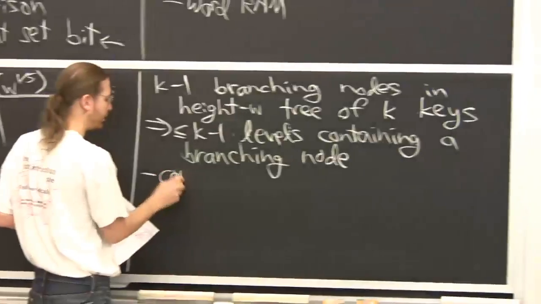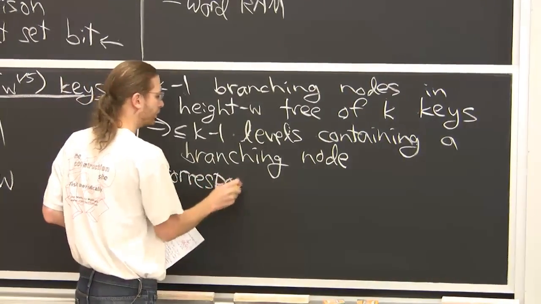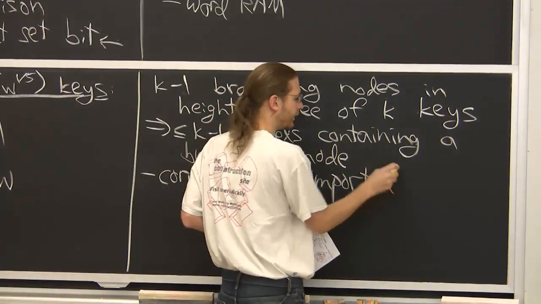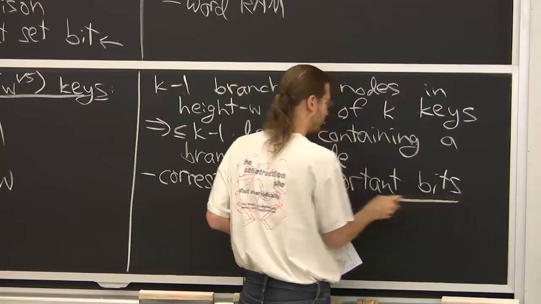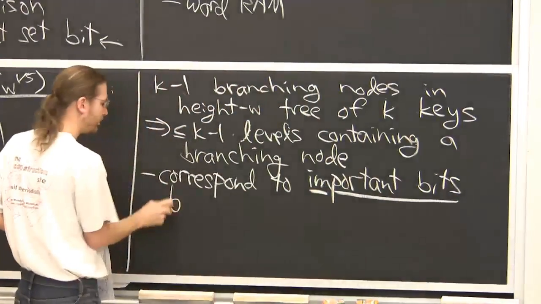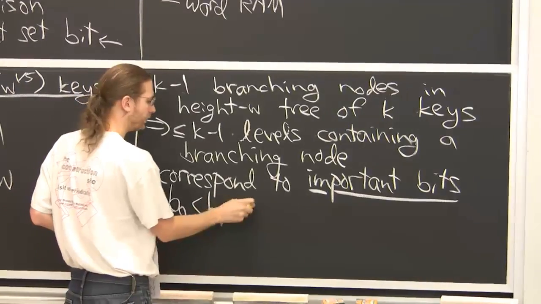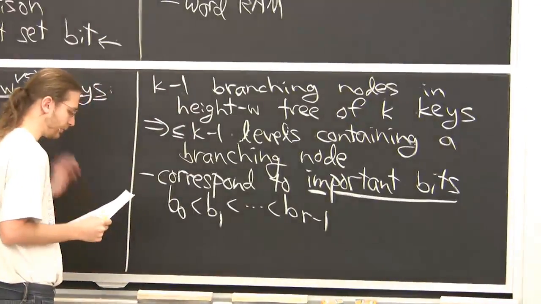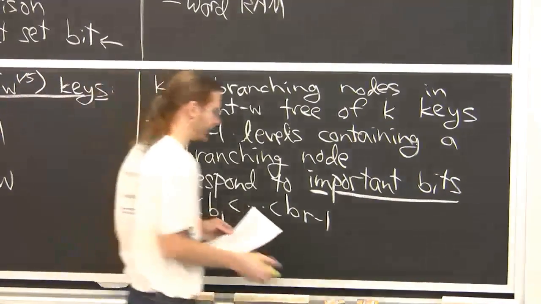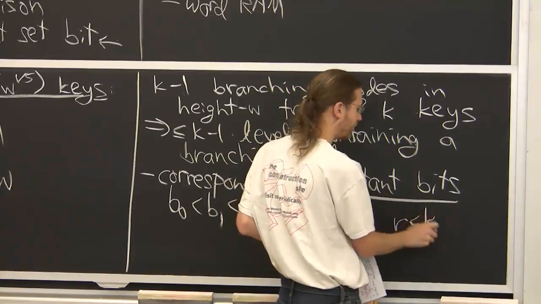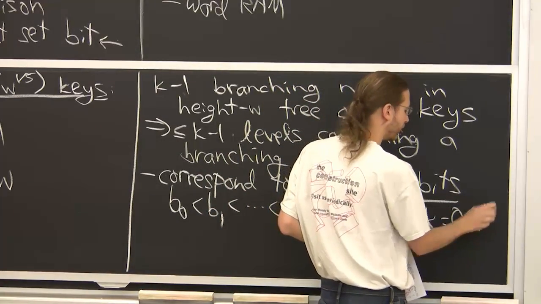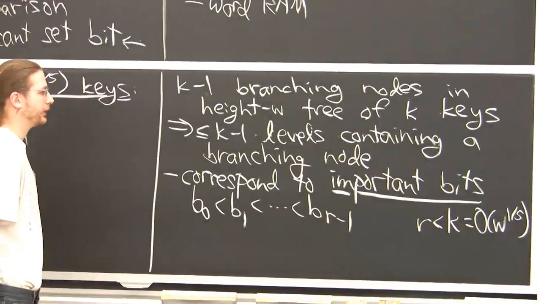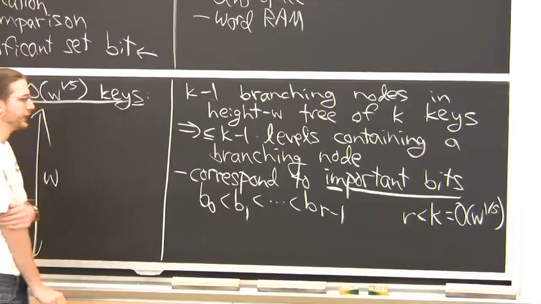So these levels correspond to important bits. That's the definition. And we're going to give these bits a name, b0, b1, up to b_{r-1}. Those are bit indices saying which bits we care about. And we know that r is less than k, and k is order w to the 1/5. So there are only w to the 1/5 important bits overall among these k keys.